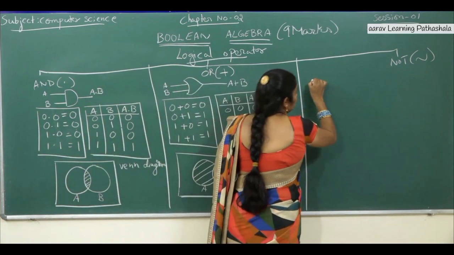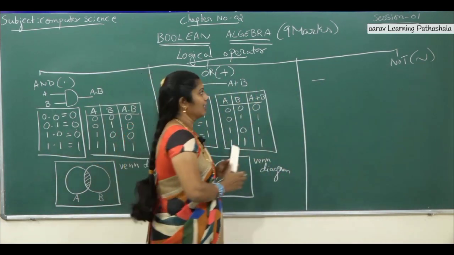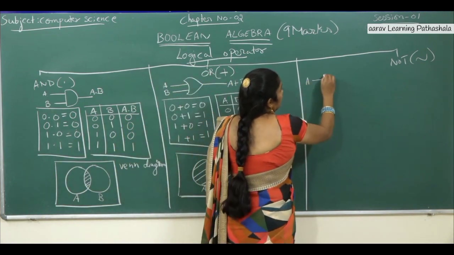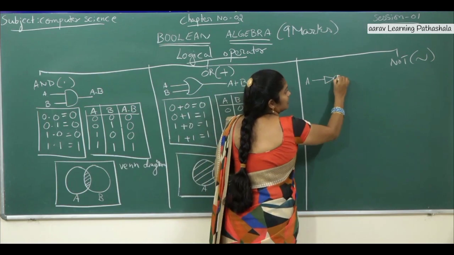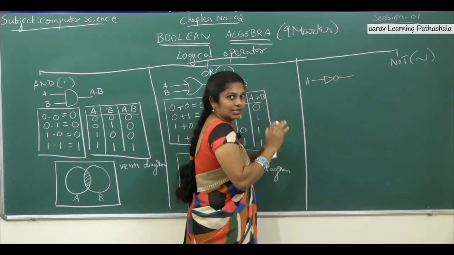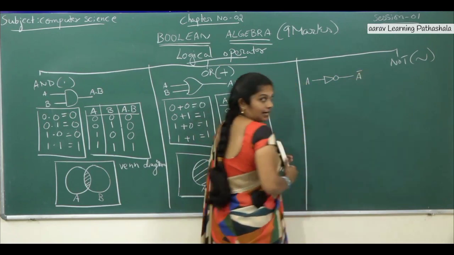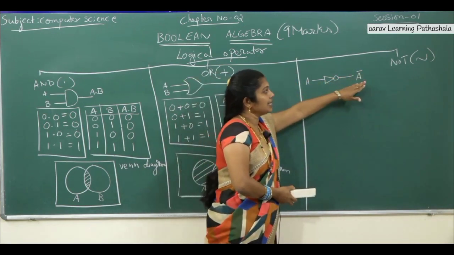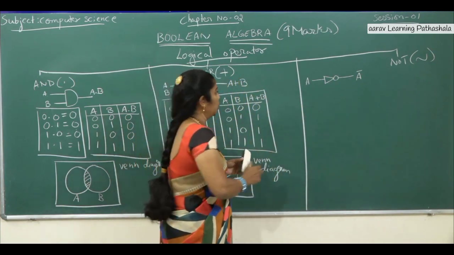Already I told you, for inverter gate, maximum only one input it will take. For example, A. Then to represent the symbol, first you have to write one triangle, at the end one circle, and then one line. This is a representation of NOT gate. And the output represents A bar. Now, how to write the truth table as well as alternative values?